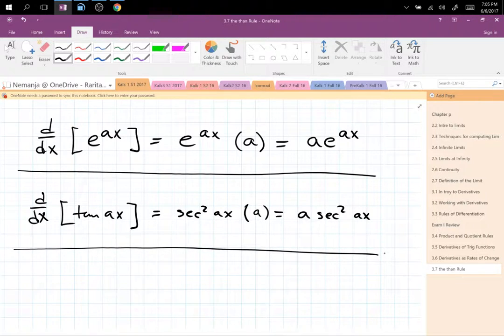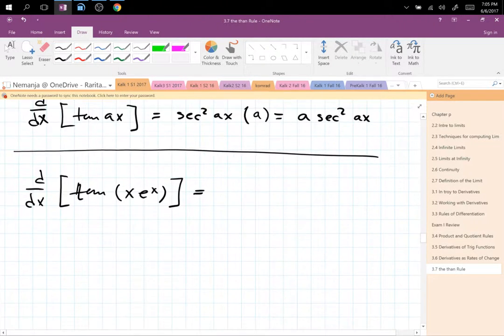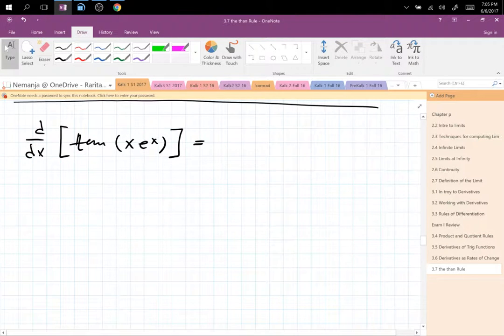So let's see what the textbook thinks you should know. Textbook is asking you to take the derivative of tangent of x e to the x. It's problem 60. Let's see.